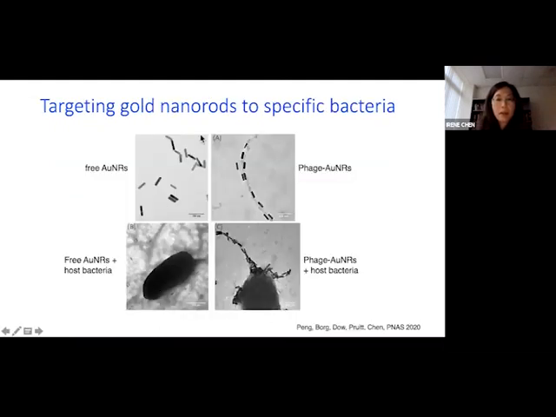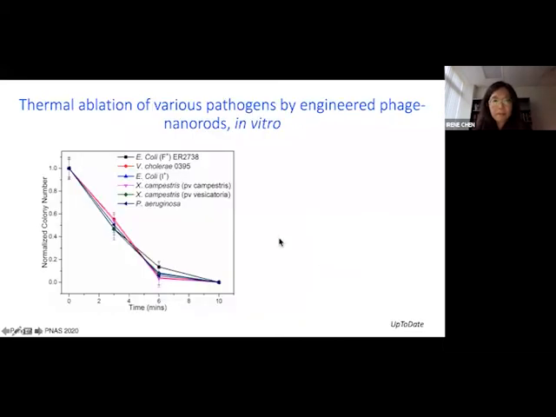Okay, so we have our nanorods. Normally, they do not interact with bacteria. This is a bacterial cell. These are the gold nanorods. But if we attach them to phages, then these phages bring the gold nanorods to the bacteria. And you can see that if we were to activate the gold nanorods here, then they would heat up right next to the bacteria. And this works pretty well. So here we're looking at destruction of bacteria over time for different types of bacteria using our different engineered phages. This is in vitro.